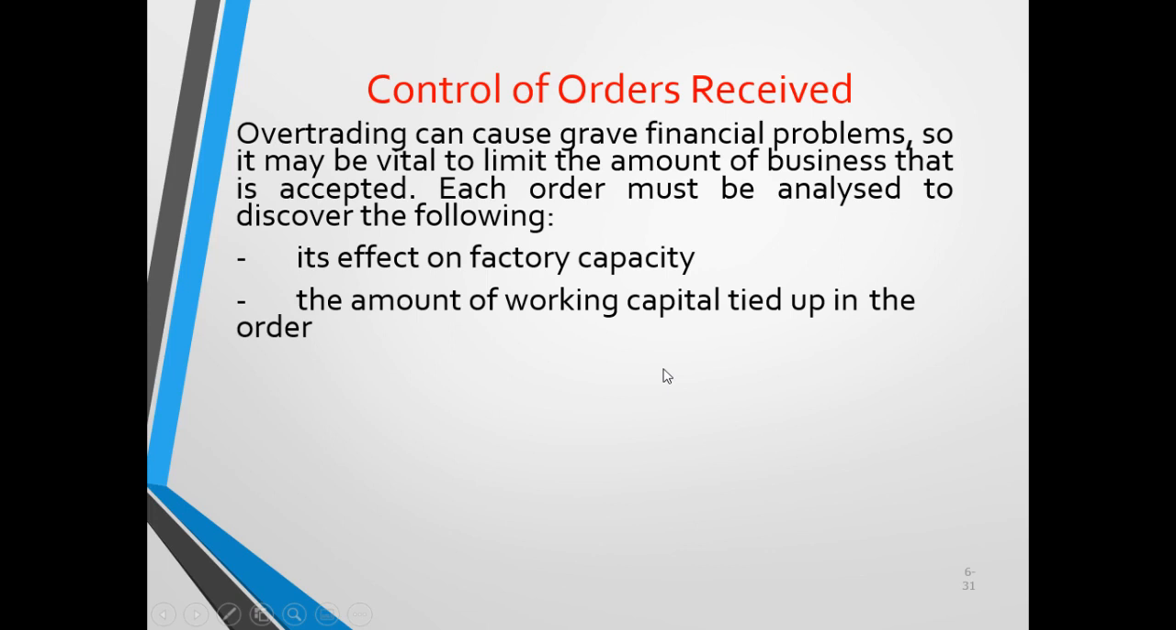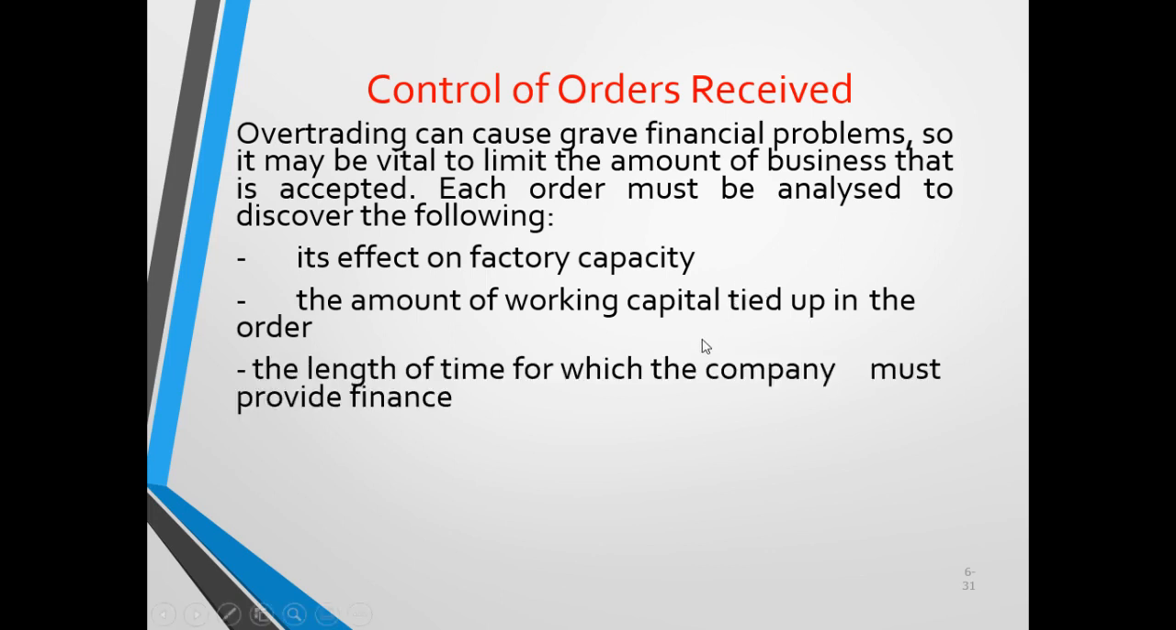The second is the amount of working capital tied up in the order. If it's a large order, of course it sounds good, but if your working capital tied up is too much, like your inventory is too much and it might take 6 months to finish the order, then for the next 6 months your cash, your funds, will be tight in your working capital. So do you have the capacity to run the next 6 months without sufficient cash? You have to check on that.